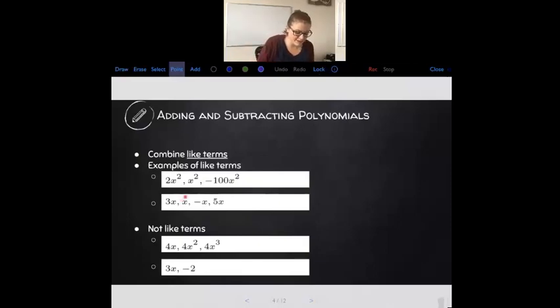Same thing with 3x, x, negative x, and 5x. So just to show you a contrast, things that are not like terms would be 4x, 4x squared, and 4x cubed. Even though the 4's are the same, the variable and the power of the variable or the exponent are not the same. Same thing with the example below, 3x and negative 2. You wouldn't be able to add those or subtract them. Okay, so in order to add and subtract, we have to have like terms.